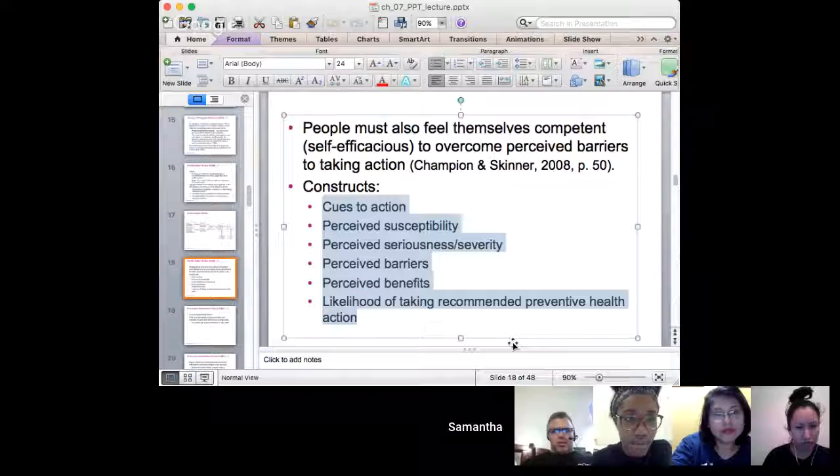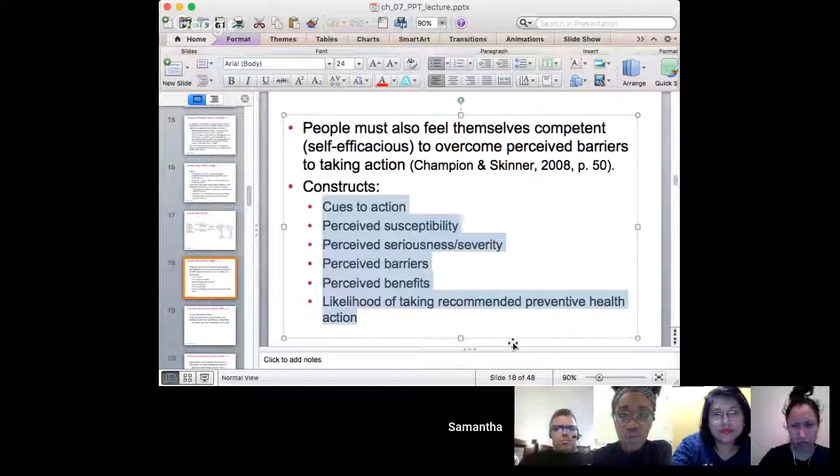Well, I'll go to cues to action. For me, that's the aha moment where you finally come to yourself and say, yes, I need to do something. And maybe you already have a plan of what you need to do. But for me, the cues to action is the aha moment. I'm going to do something.